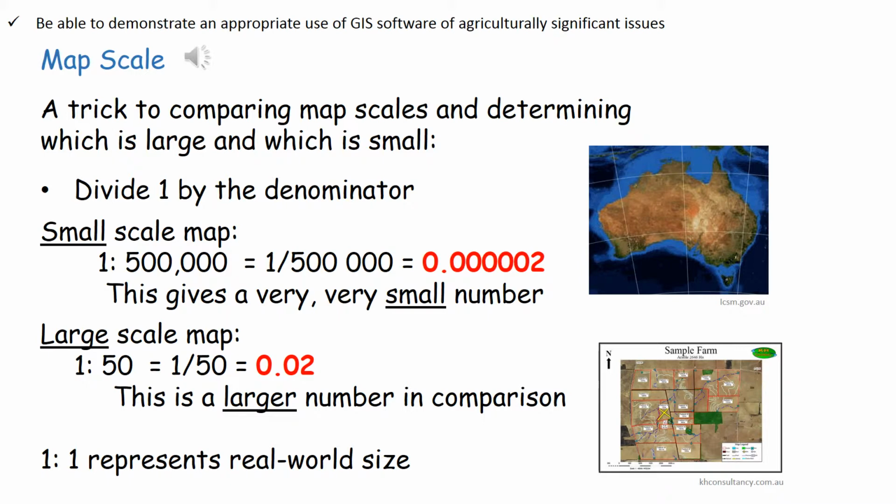Again, those numbers with the division don't actually represent anything in particular. It's just a trick to remember. If you were to divide it and the number you get is very, very small, you have a small scale map. If the number that you get is closer to 1, you have a larger scale map.